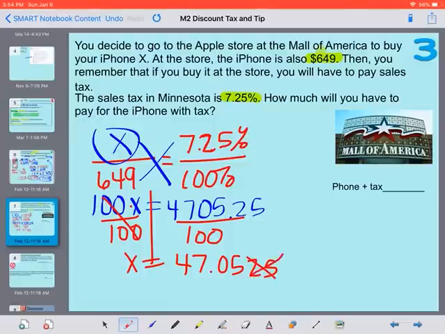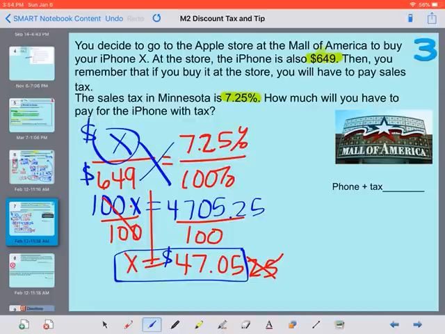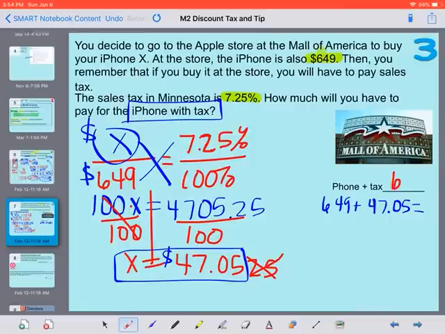They have 2 more on there, but in terms of money, we only look at 2 decimal points. So this was money on the side, so this 7.25% that we have to pay is really $47. So how much do you have to pay for the phone with the tax? Well, the tax is $47, so the phone cost $649 plus the $47.05 for the tax. We have to add those two together to give us our total. So $649 plus 47.05 gives us $696.05.